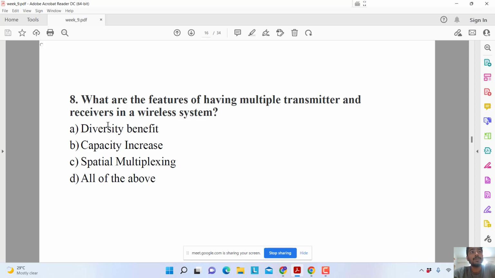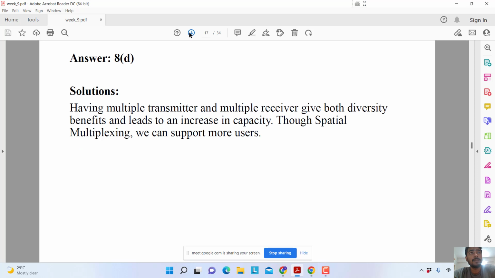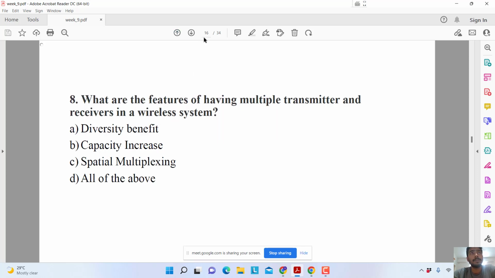The answer will be all of the above, because when we use multiple transmitters and multiple receivers in a wireless system, we get the diversity benefit, and we also increase our capacity and get spatial multiplexing. So the answer will be D. The explanation is: having multiple transmitters and multiple receivers gives diversity benefits and leads to an increase in capacity. With spatial multiplexing we can support more users. So the answer will be D.